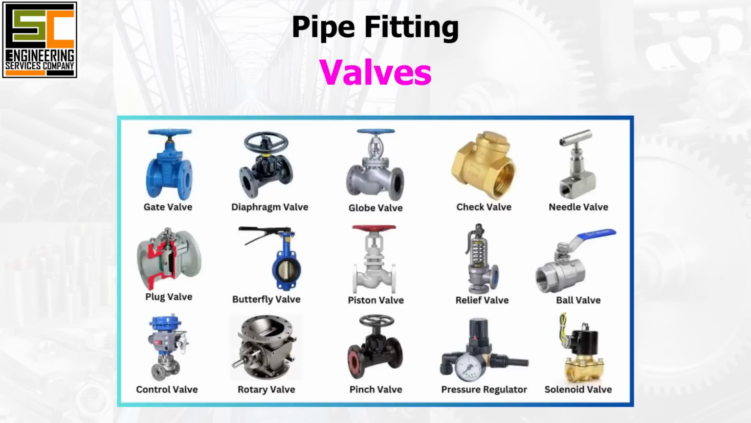Valves. Valves are mechanical devices used to control the flow, pressure, and direction of fluids within piping systems. They open, close, or regulate the flow of fluids by means of a movable element, such as a gate, ball, globe, butterfly, or plug. Here are some common types of valves.